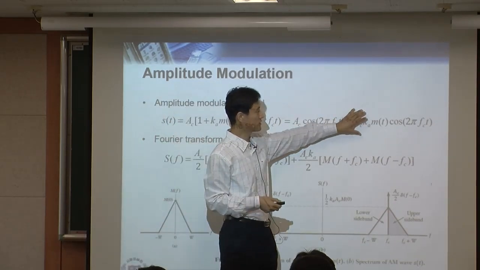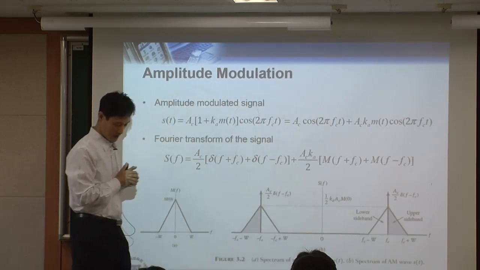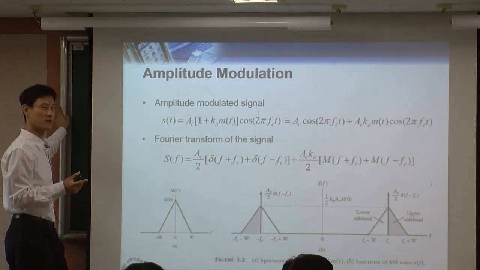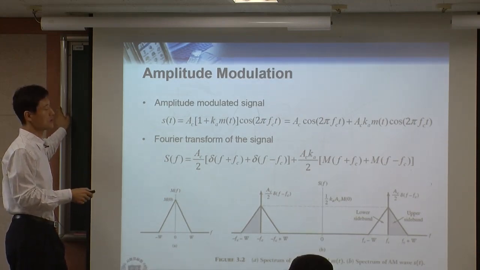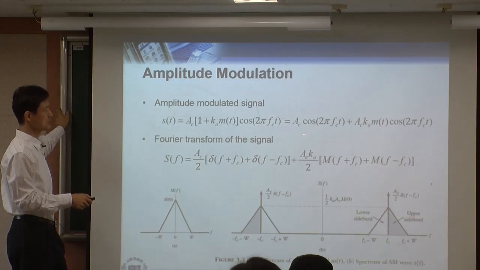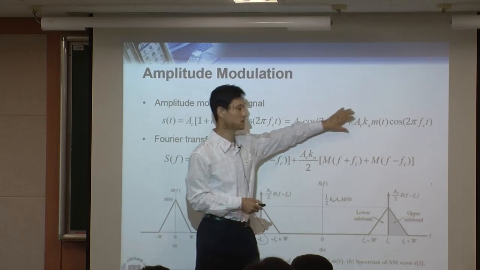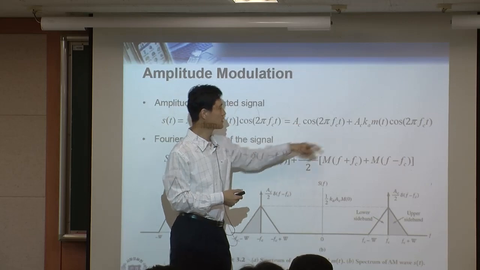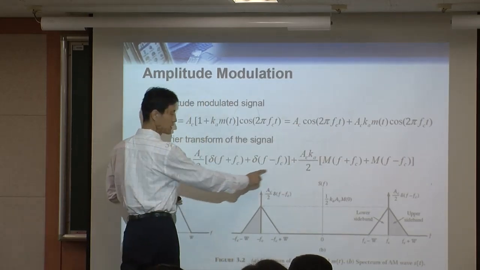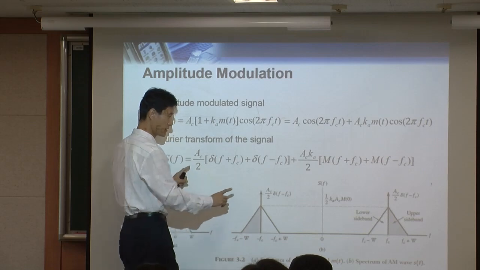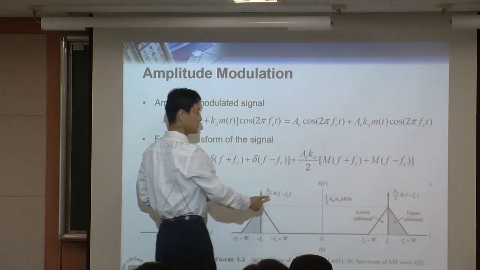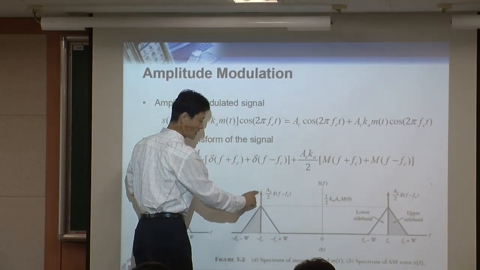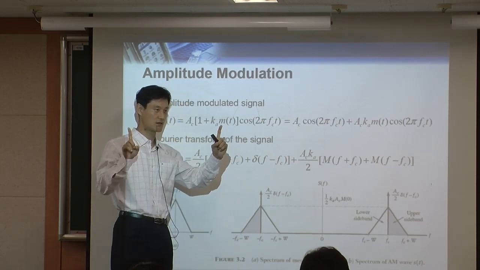Still, we are talking about this signal in the time domain. And what you want to look at is what the signal looks like in the frequency domain. So in order to see the frequency domain, we take the Fourier transform of this signal. Then you see that the cosine, when you take a Fourier transform, becomes like this: you have an impulse at fc, and another impulse at minus fc.